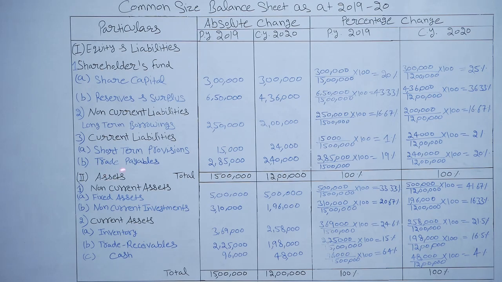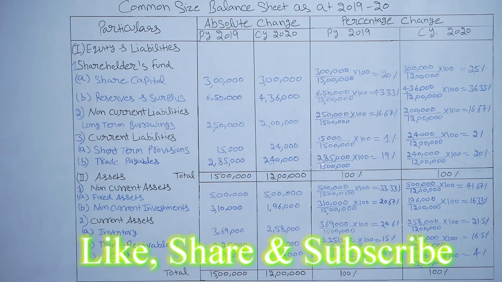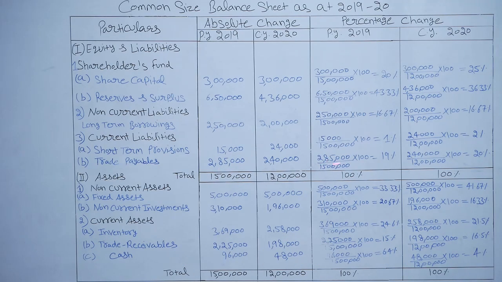Next is trade payables, 2,85,000 for previous year, 2,40,000 for current year. Now we are calculating percentage change for previous year. So previous year trade payable is 2,85,000. Divide 15 lakh total amount as a base into 100 is equal to 19%. Now we are calculating trade payables for current year. So current year trade payables is 2,40,000. So 2,40,000 divide total of current year, 12 lakh, into 100 is equal to 20%.